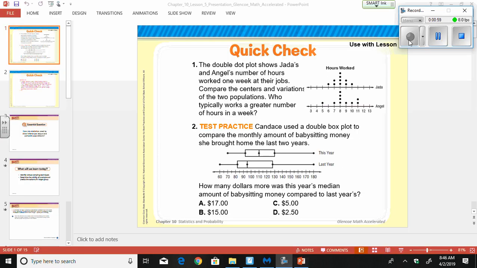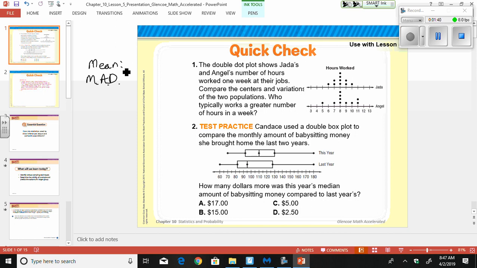Number one, the double dot plot shows Jada and Angel's number of hours worked one week at their jobs. Compare the centers and variations of the two populations. Who typically works a greater number of hours in a week? This is a dot plot, which means that I need to do the mean and the mean absolute deviation, the MAD. What I can see already is that Jada is more consistent because she is symmetrical in her data, whereas Angel is not very consistent, but I will say he probably works more hours.